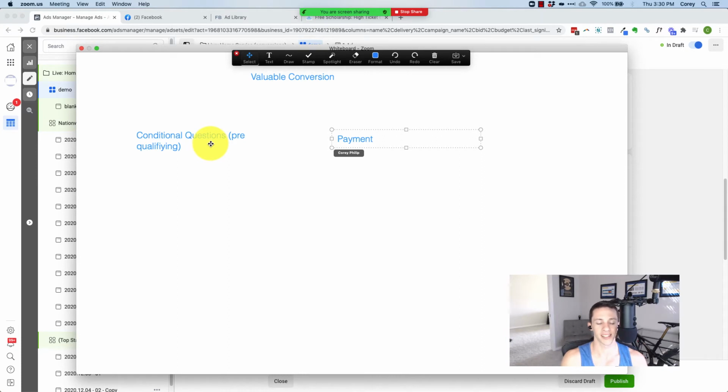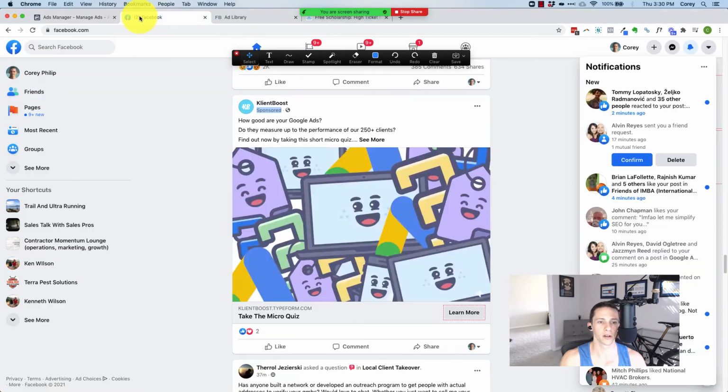Okay, so let me just show you what I mean by conditional questions, and I'll explain this first before showing you this example. This basically means that you're asking the user questions on opt-in, and then you're only triggering a conversion event for the people that select it. And payment, well, this means that they're actually buying something from you. So let's just take a look at two examples right here.